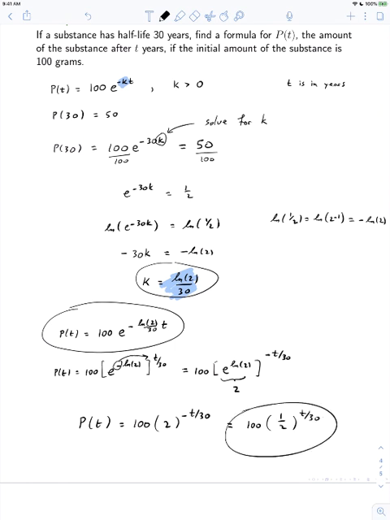And in this form, you can really see how the half-life works, because whenever t goes up to 30, or a multiple of 30, you get an extra 1/2 multiplied in there. And so that's why the half-life works the way that it does.